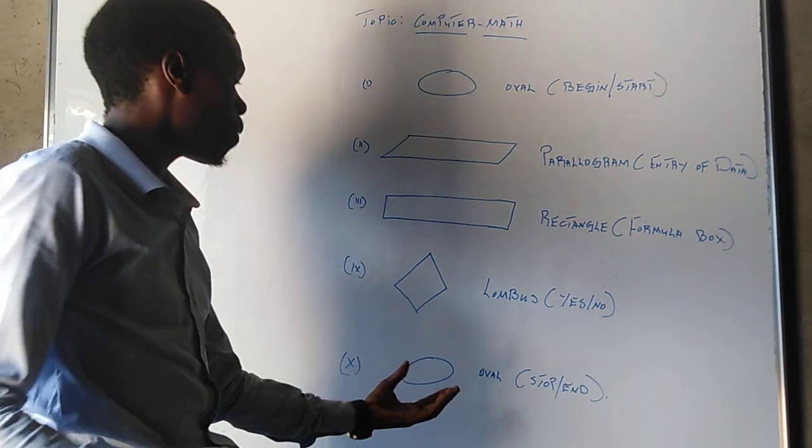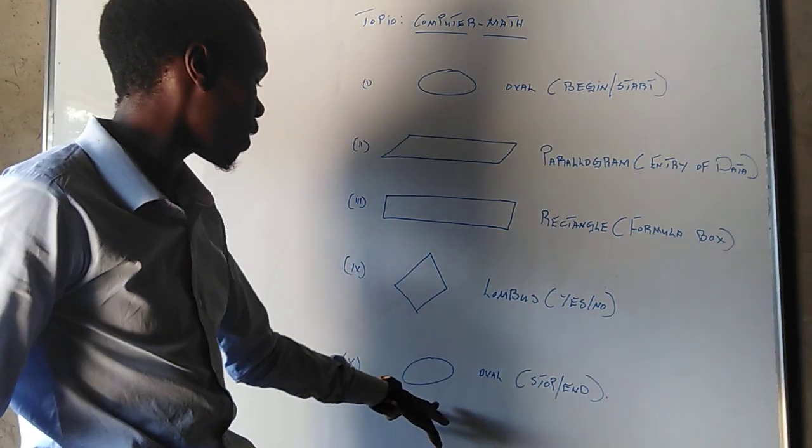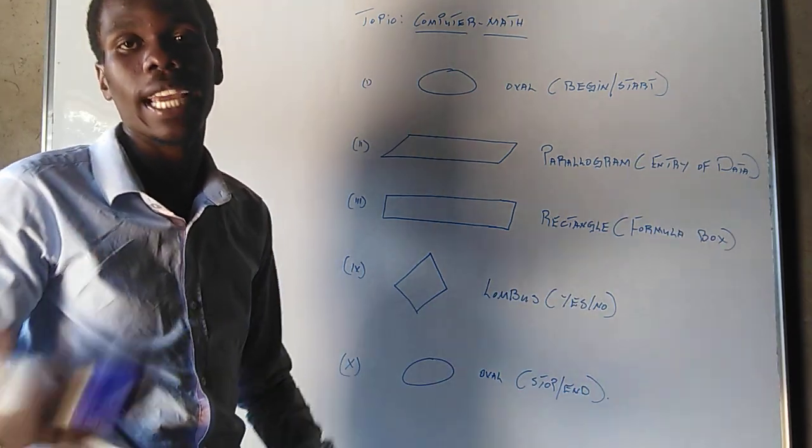Let's look at the last one, the oval again. The oval here at the bottom means stop, or the ending button.